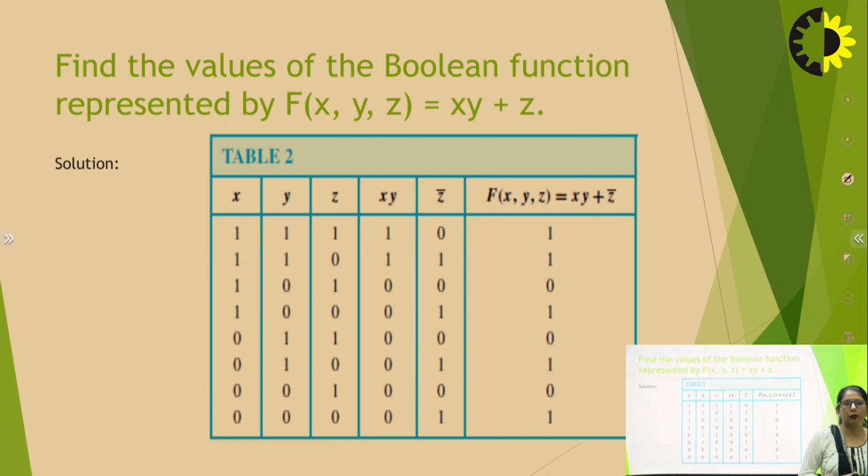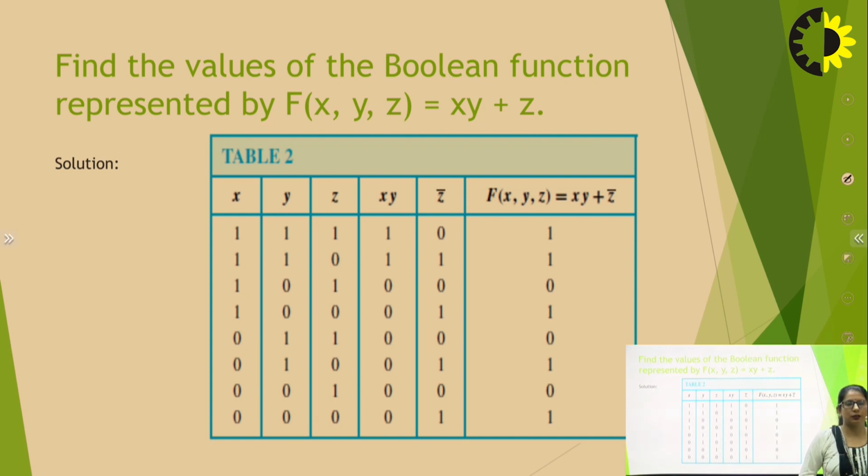Now, what do we need to calculate? We need to calculate the value of xy. So xy is the dot operator of x and y, that is the AND operator. It means the outcome will be 1 only when x and y are both 1. If both are 1, then the value will be 1, otherwise it will be 0 for all the rest of the cases. Because in the case of AND, if any of the inputs is 0, the outcome will be 0.